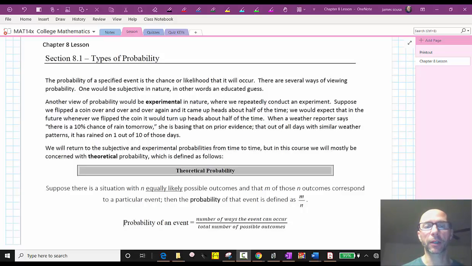Hi students, in this lesson we will focus on three major topics: probability, odds, and expected value. And I will probably break this up into three parts so it's not so long. Let's first talk about probability.